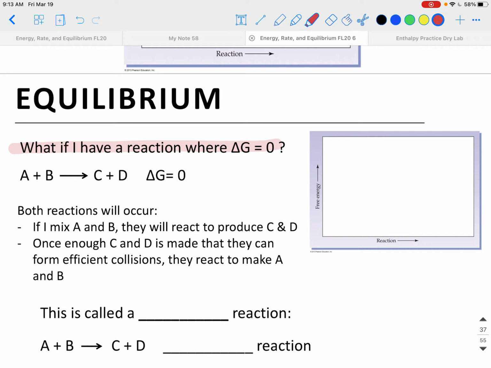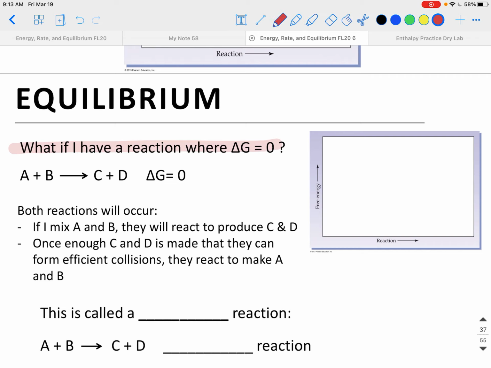A positive delta G is unfavorable, non-spontaneous. But what if delta G is 0? Then it's neither negative nor positive. What does that mean? You can't actually have a reaction where delta G is perfectly 0, but it can be darn near close. So what does it mean if delta G is about 0?